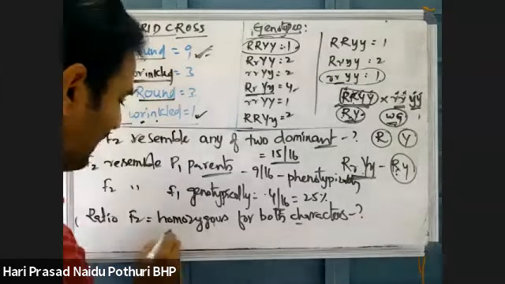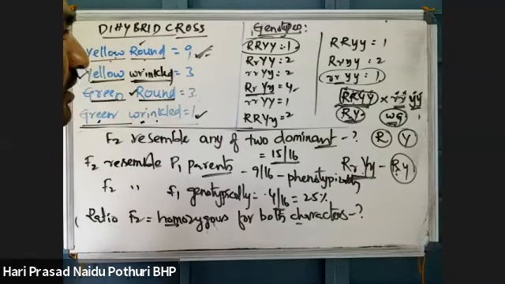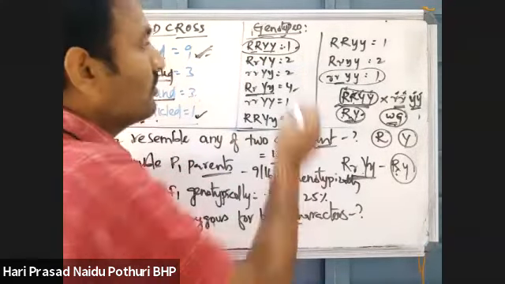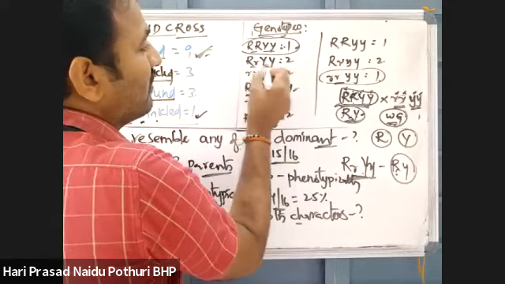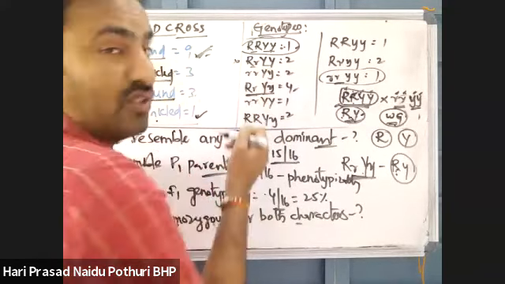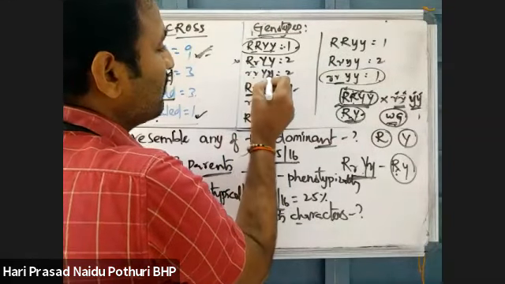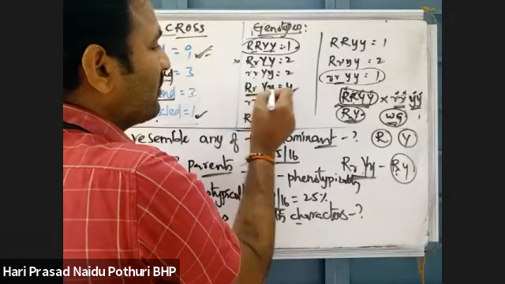Asking genotypically, homozygous means genotype we need to consider. See here, what is that? This is homozygous, this is homozygous. So this we can consider. One. This is heterozygous, this is homozygous. So this is not to be considered. This one, this is homozygous, but it is heterozygous. No. This is hetero, this is hetero.